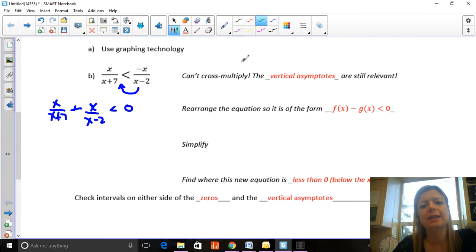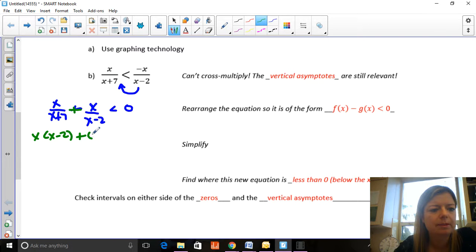So the next step is to get a common denominator and simplify the left side. So that's a plus there, in case you didn't know. So our common denominator is x plus 7 and x minus 2. So this one gets multiplied by x minus 2, and this one by x plus 7.